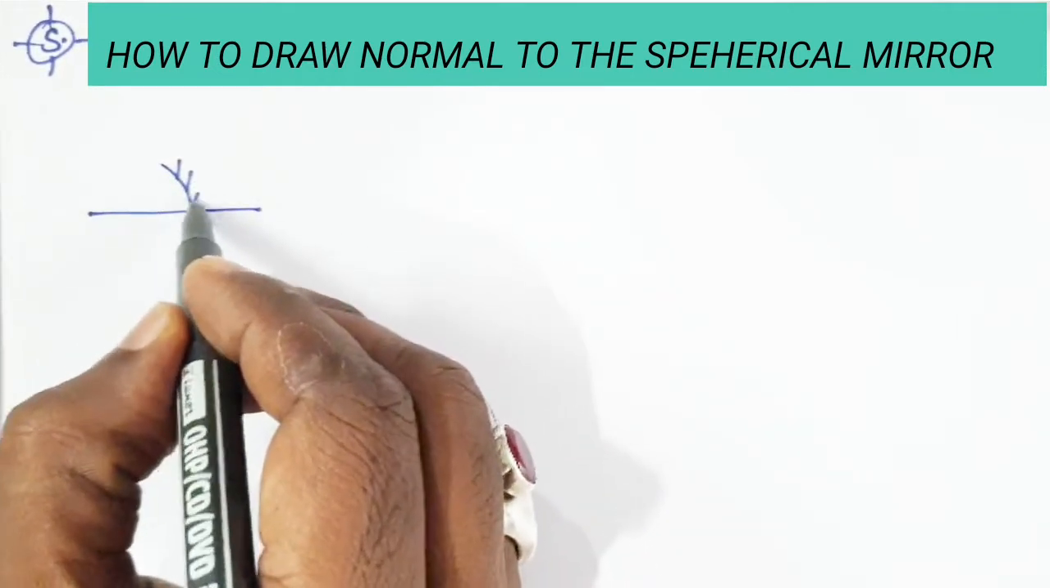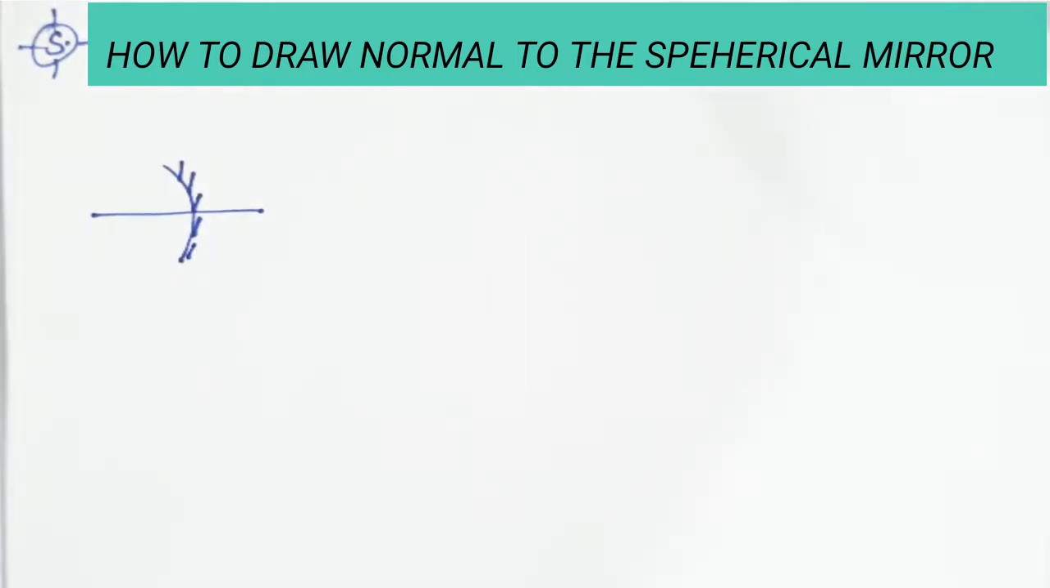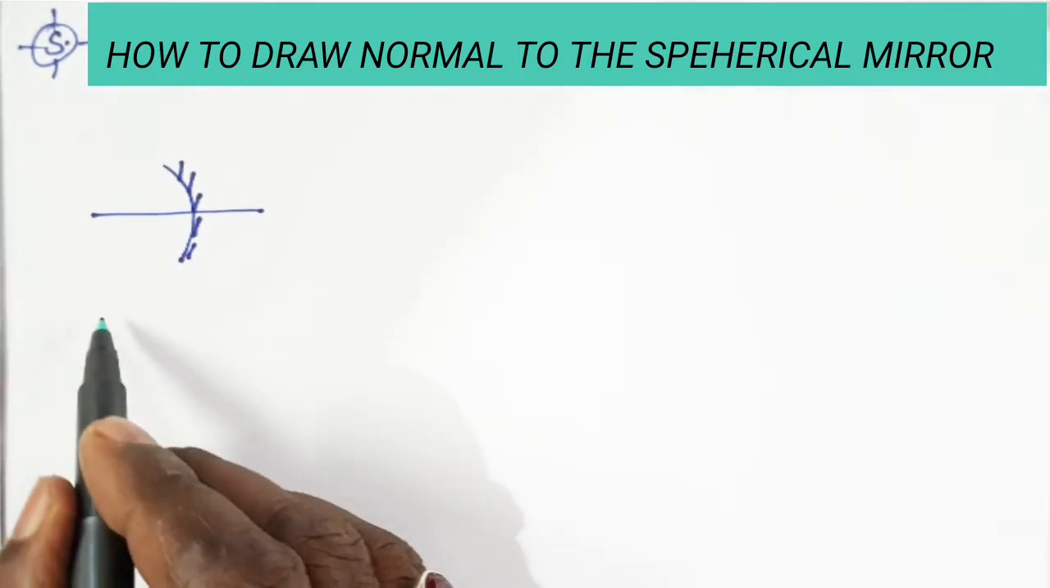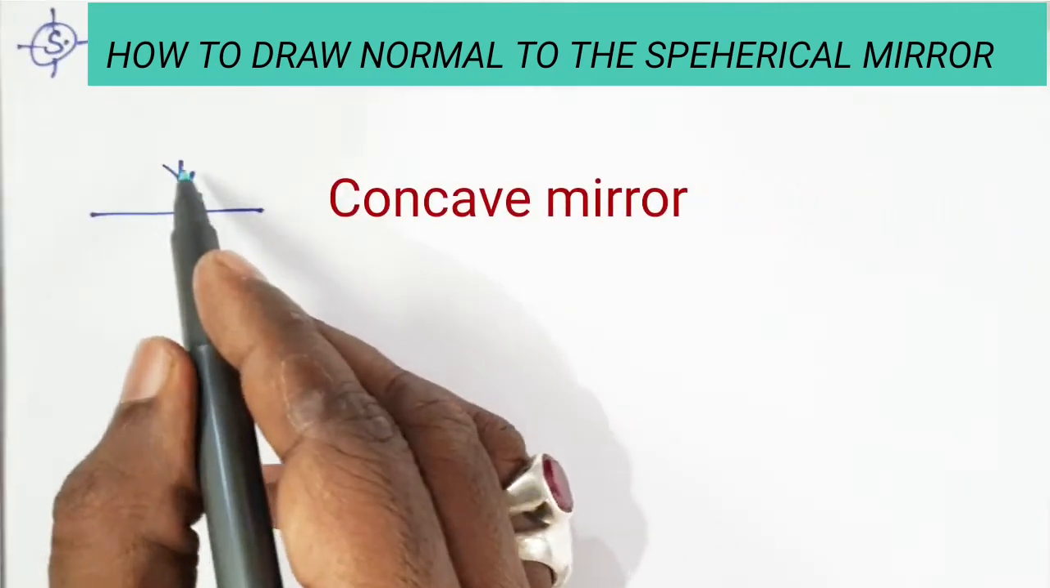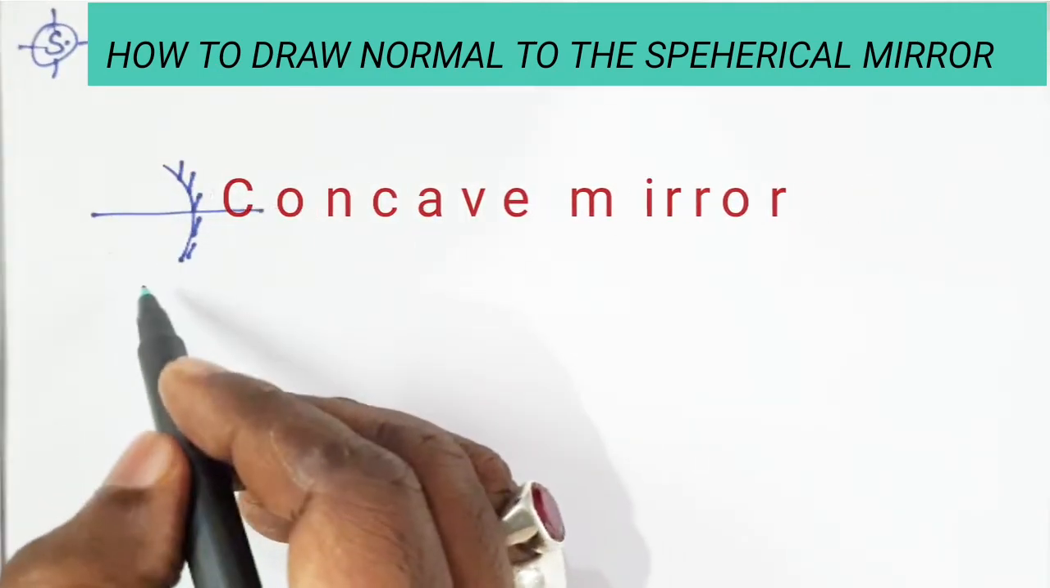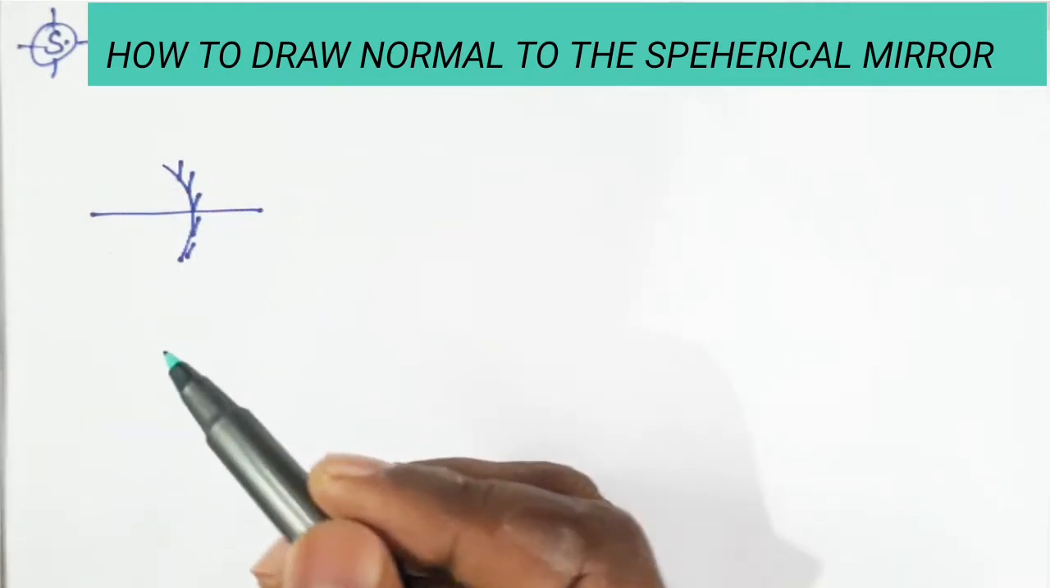Let me silhouette at this portion. By this, we can conclude that it is a concave mirror. Why? Because the bulged portion is silvered and the inner part is made smooth. It is a concave mirror. Right.